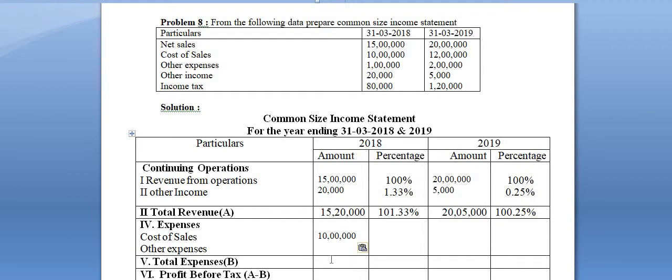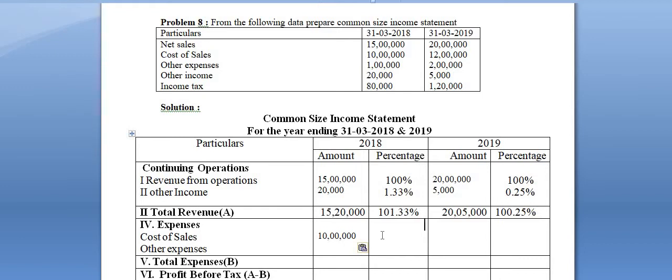This format I have taken considering the information available in the problem. Sometimes the format may extend if more information is given. As this problem is for 15 marks only, limited adjustments and limited items will be given in the income statement.